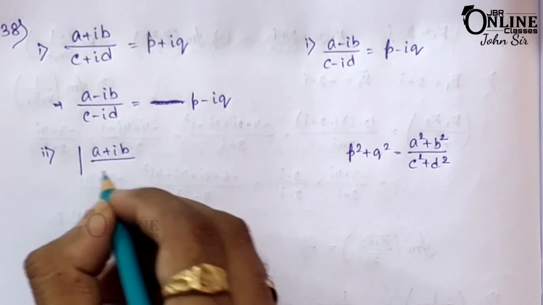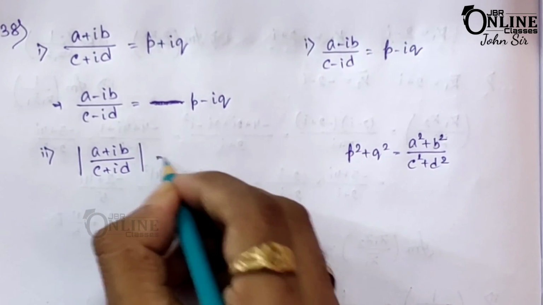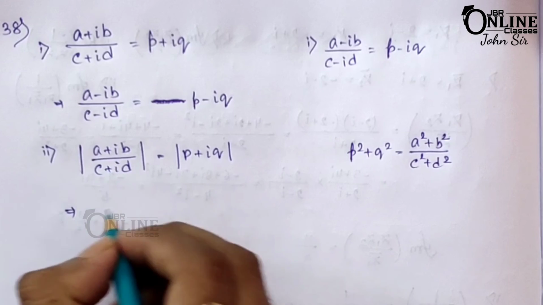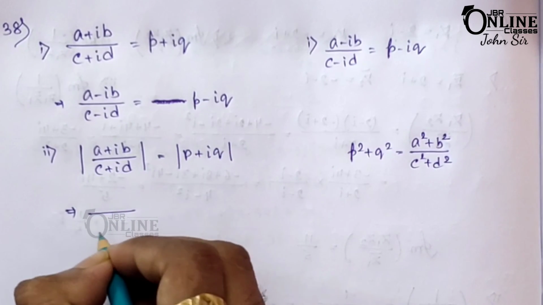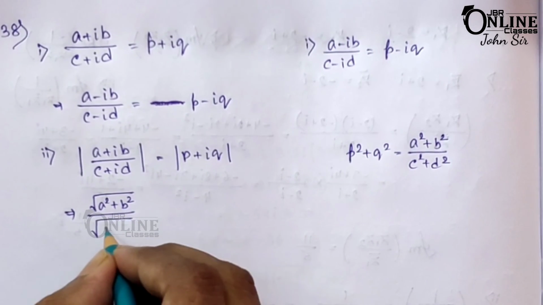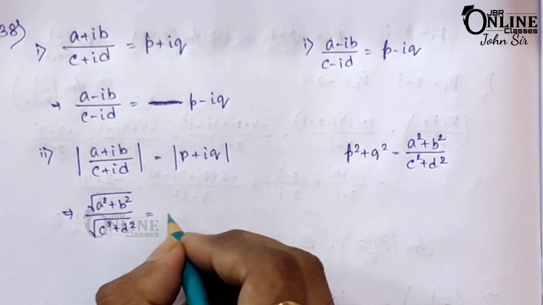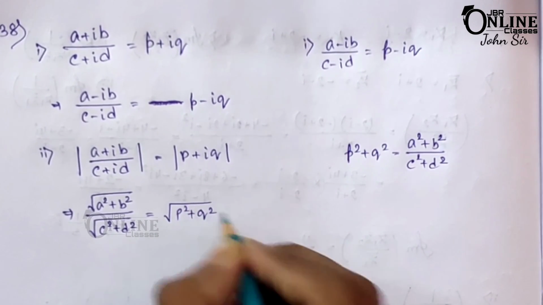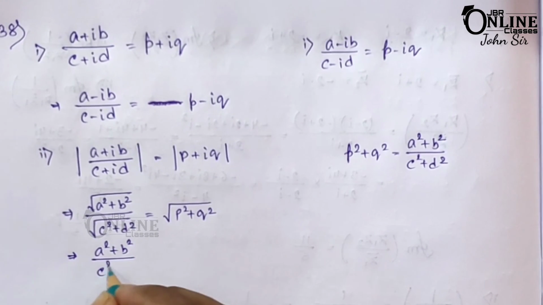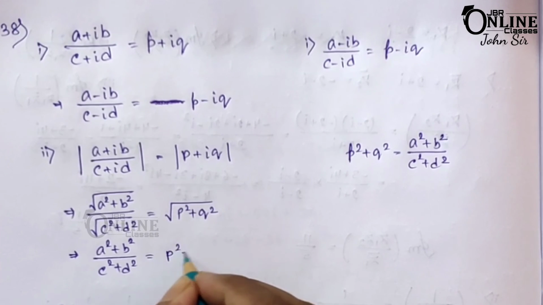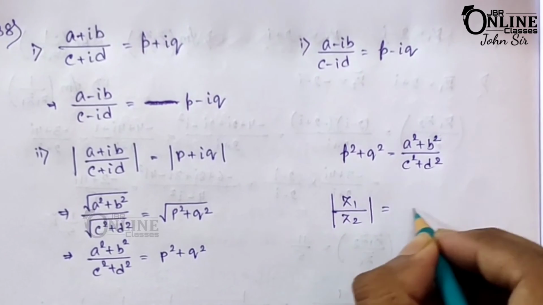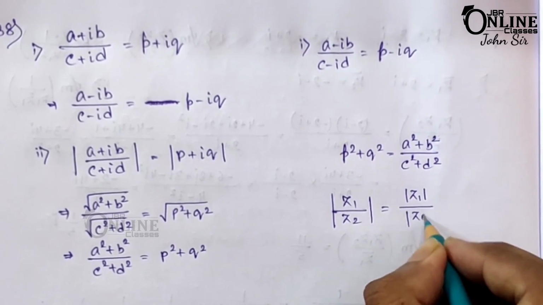So that one will be mod of a plus ib over c plus id, and here also mod of p plus iq. You know that mod of z1 by z2 will be mod z1 in the upper one and mod z2 in the lower one. So the mod of this one equals root over a square plus b square, the mod of this one equals root over c square plus d square, and this one will be root over p square plus q square. Now if you square both sides, then you will get a square plus b square over c square plus d square equal to p square plus q square. You have to just write down here the formula mod z1 by z2 equals mod z1 by mod z2.